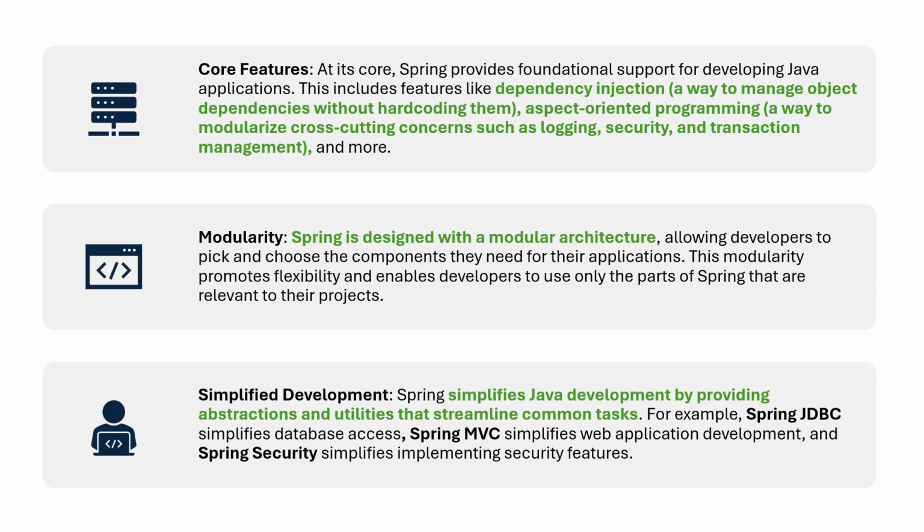Spring is designed for modular architecture. That is, it allows developers to pick and choose components as they need for their applications. Modularity promotes flexibility and enables developers to use only the parts of Spring that are relevant to their projects. Simplified development: Spring simplifies Java development by providing abstractions and utilities that streamline common tasks. For example, Spring JDBC simplifies JDBC database access. Spring MVC simplifies web application development, and Spring Security simplifies implementing security features.